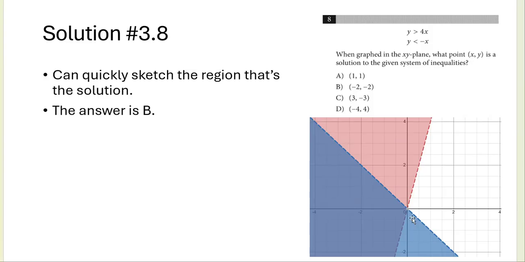Remember, this dashed line means we don't include it, okay? And it's dashed because there's no equal sign. If it's less than or equal to, then we would do a solid line and this would be fine. But it is not inclusive, so we don't include it, okay? So the only answer is B.